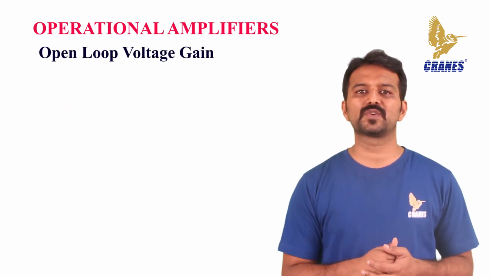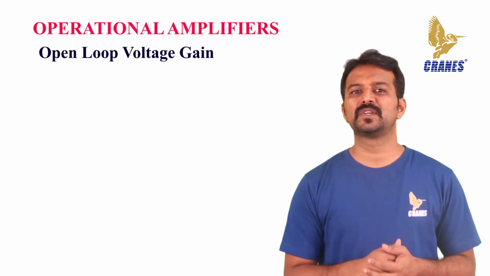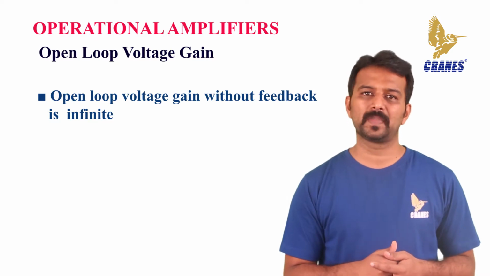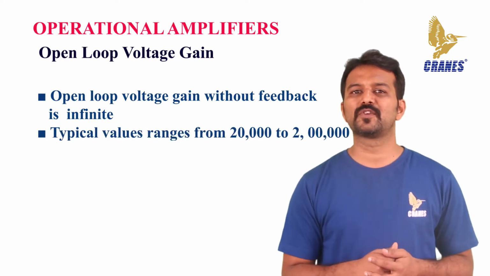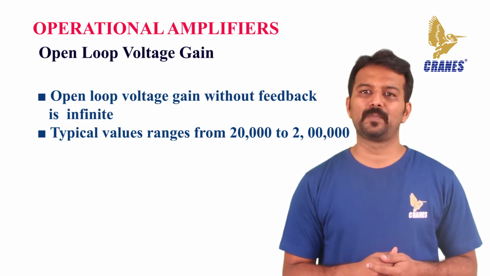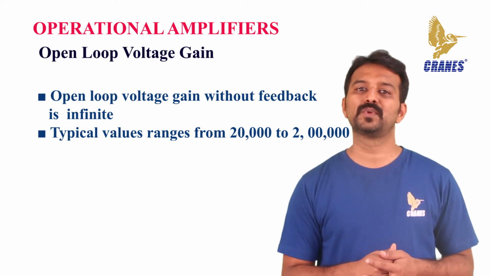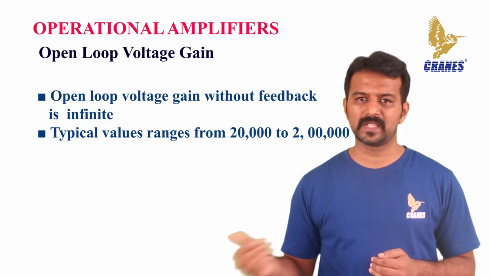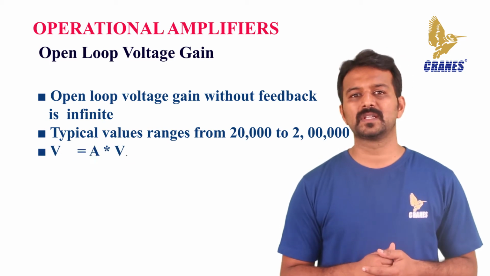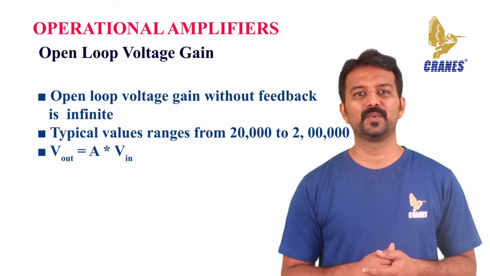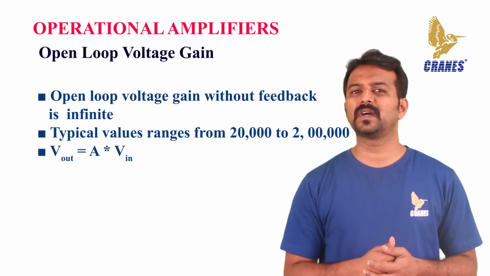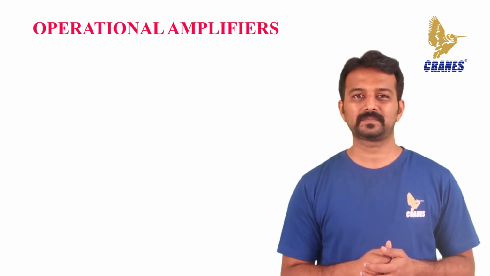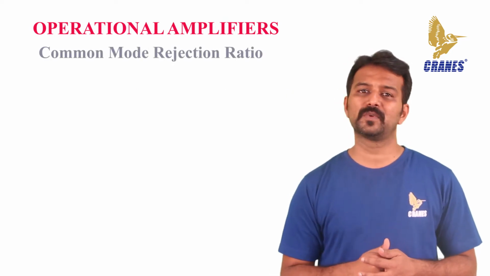The next characteristic is open loop voltage gain, which is denoted as A. The open loop voltage gain without any feedback for an ideal op-amp is infinite, but typical values of open loop voltage gain for a real op-amp range from 20,000 to 2 lakh. Let the input voltage be Vin and A be the voltage gain, then the output voltage Vout is equal to A times Vin. The value is typically in the range specified above, but for an ideal op-amp it is infinite.